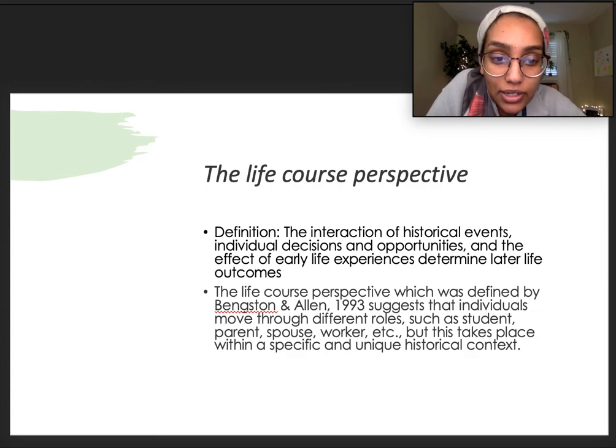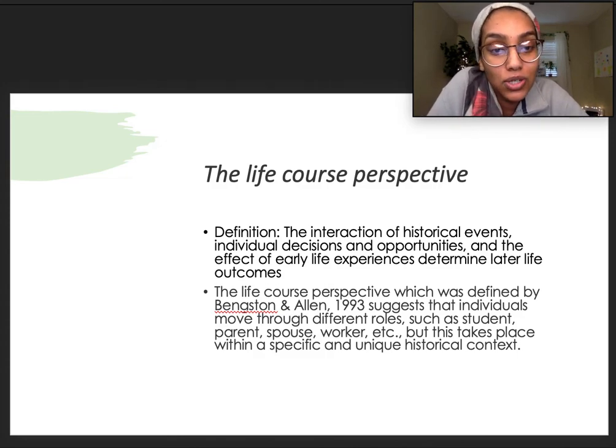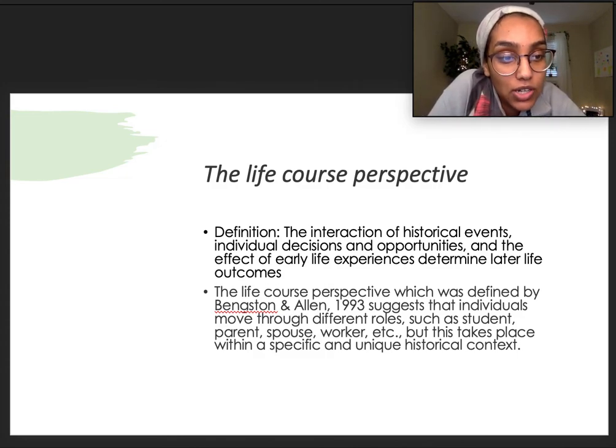Let me break that down. Basically, what I'm trying to say by definition is that this is the interaction of historical events, individual decisions and opportunities, and the effects of early life experiences that determine later life outcomes. And I'll break this down a little bit.